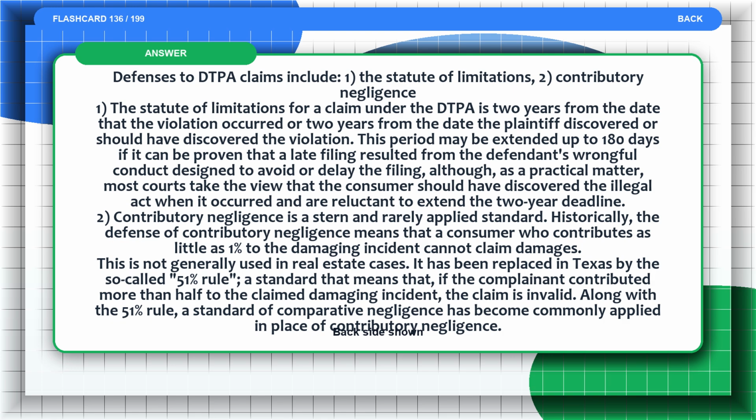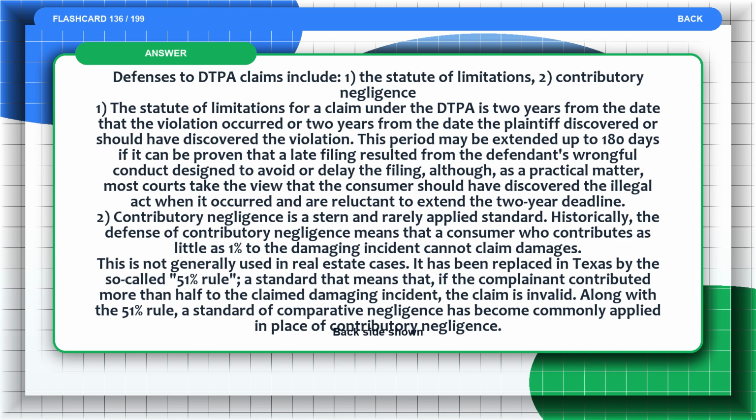This period may be extended up to 180 days if it can be proven that a late filing resulted from the defendant's wrongful conduct designed to avoid or delay the filing, although, as a practical matter, most courts take the view that the consumer should have discovered the illegal act when it occurred and are reluctant to extend the 2-year deadline. 2. Contributory negligence is a stern and rarely applied standard.